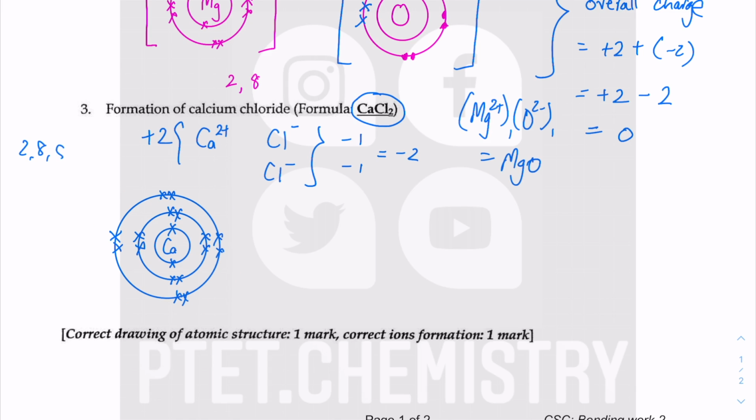Oops, I don't want to remove the 8. So I still have the third shell, but this is not a calcium atom anymore. This is called calcium ion, Ca2+. After you lost 2 of your outer shell electrons, you get a fully filled outer shell.